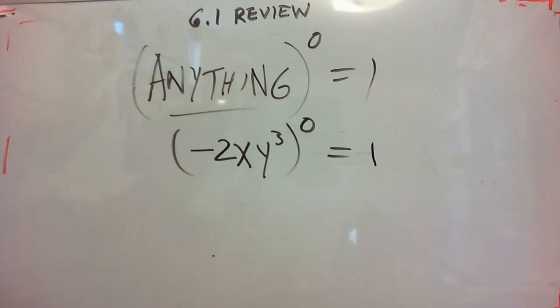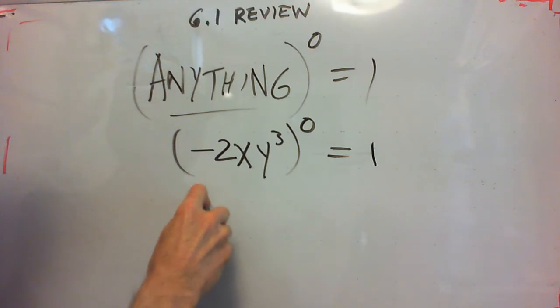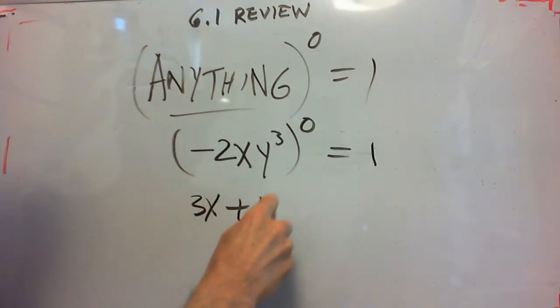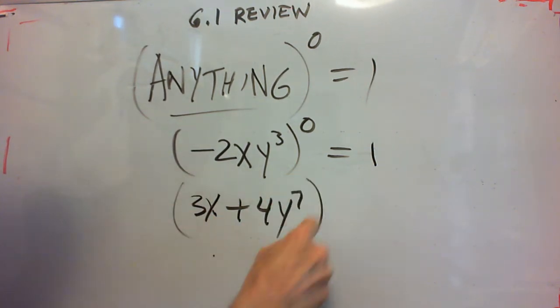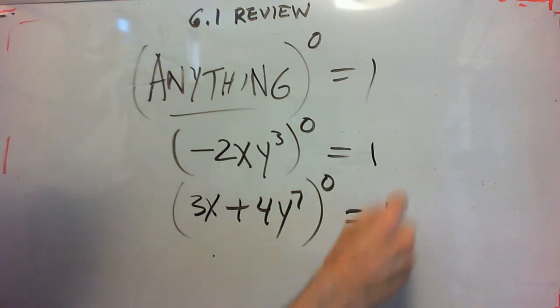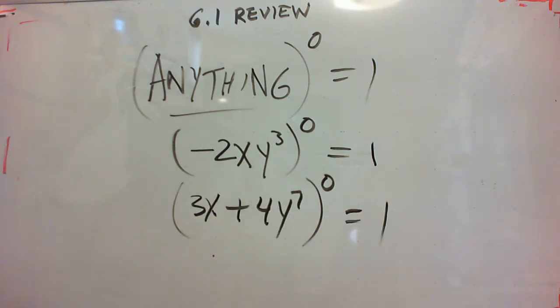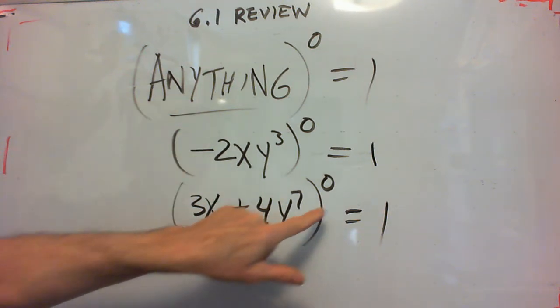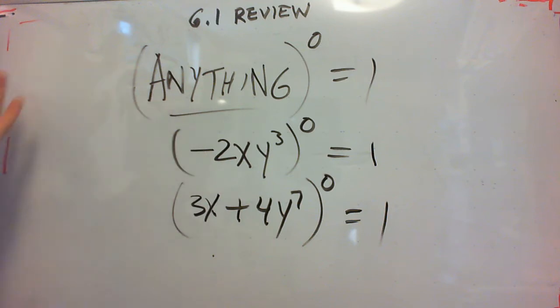So that's all you have to remember when you have a quantity. And it doesn't matter what the quantity is. It could be 3x plus 4y to the 7th, all raised to the 0. It's 1, as long as x and y were not 0 themselves. But anything other than 0 raised to the 0 is 1, negative or positive.